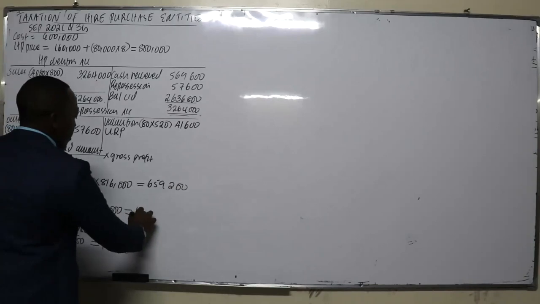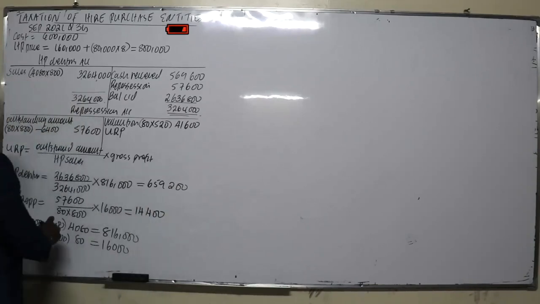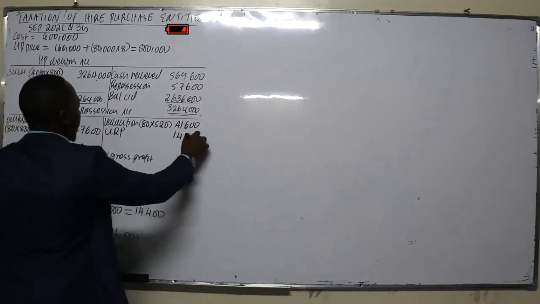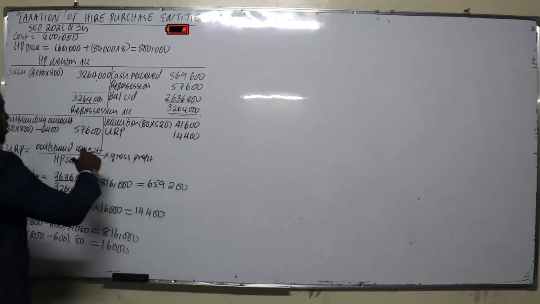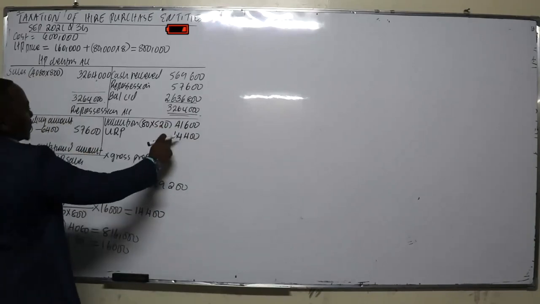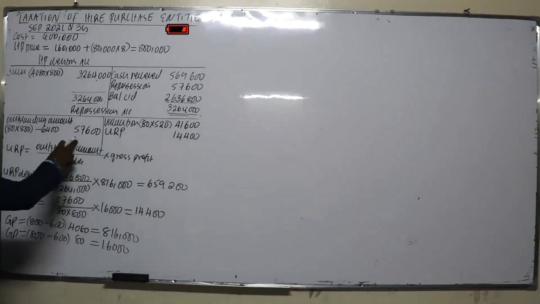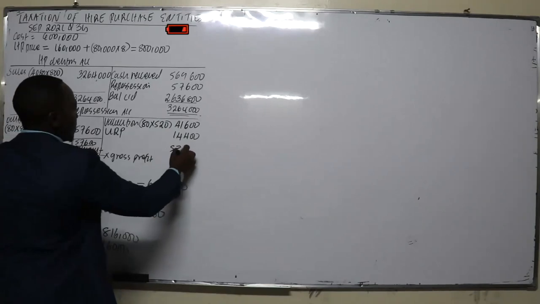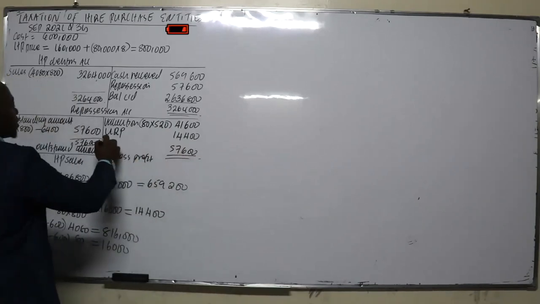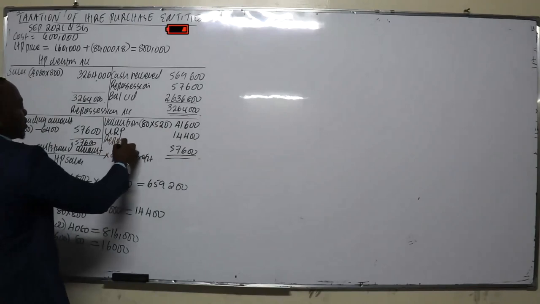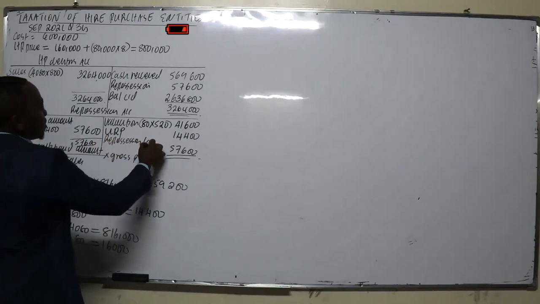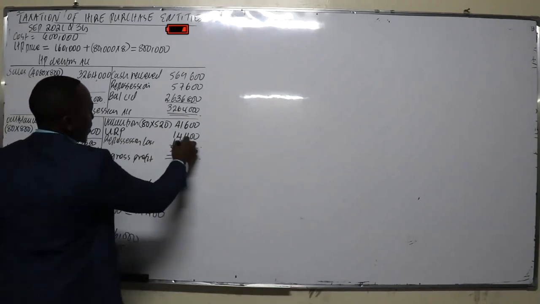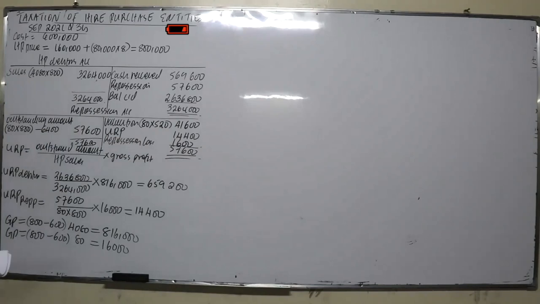So 16,000, how much is the unrealized profit? 14,400. So that means of this outstanding amount, the unrealized profit was 14,400. Which side is more? 40, 50, that's 55. So this side is more, right? Yeah, 57,600. And that means we repossess at a loss. Repossession loss of how much? 1,600.